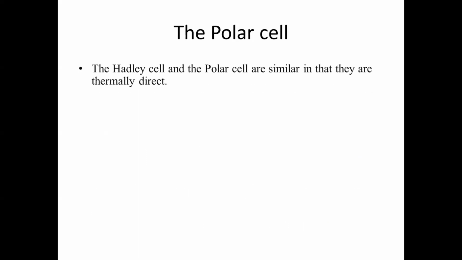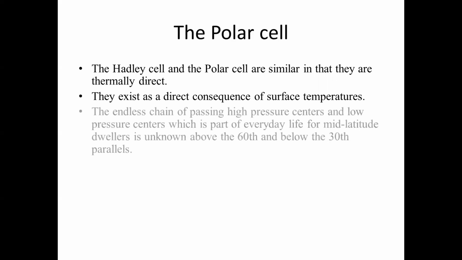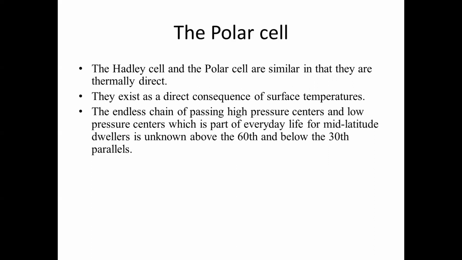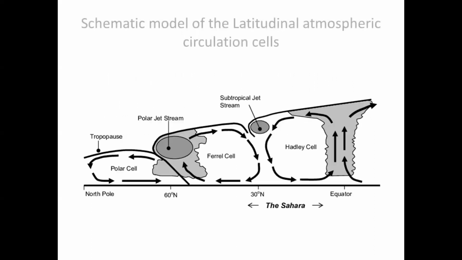The Hadley cell and the polar cell are similar in that they are thermally direct. They exist as a direct consequence of surface temperature. The endless chain of passing high-pressure centers and low-pressure centers, which is part of everyday life for mid-latitude dwellers, is unknown above the 60th and below the 30th parallel.